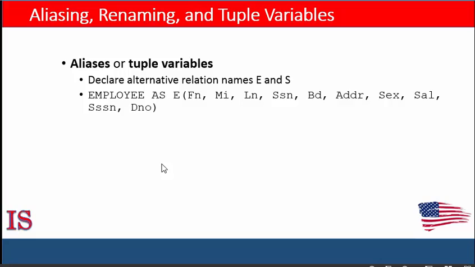It's also possible to create an alias for a table when structuring your SQL query, and that is declared with a statement like this one: employee as E. In other words, the programmer is using a variable or an alias called E to represent the employee table.